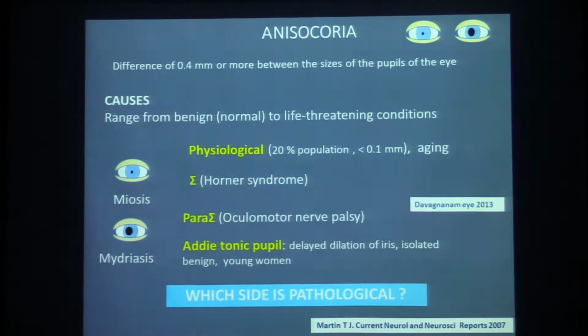The problem when you have an anisocoria is which side is pathological. Is it the smallest or is it the biggest? And so we have some tricks to find which side is pathological. This is an anisocoria. Is it a mydriasis or is it a meiosis?